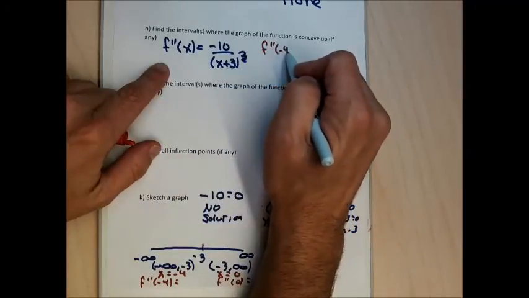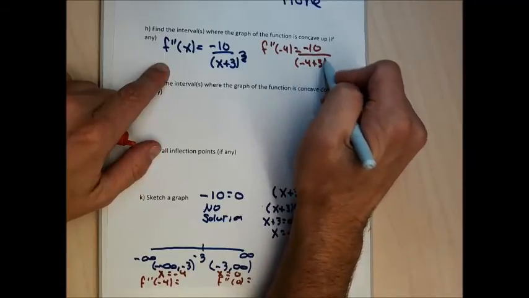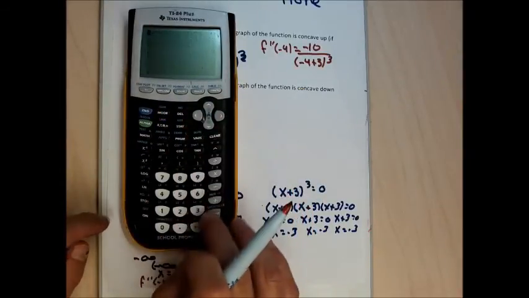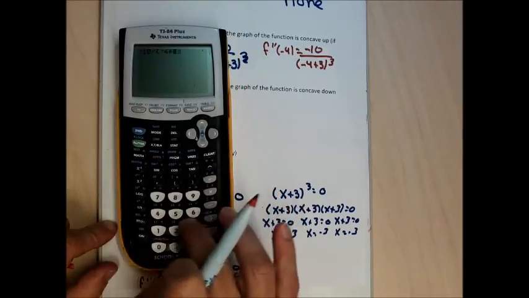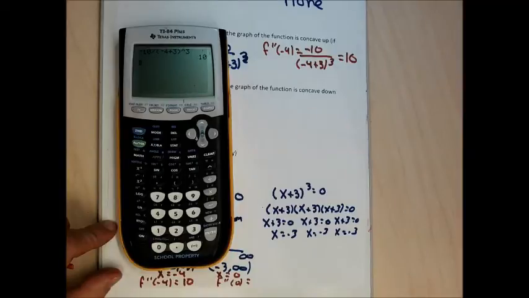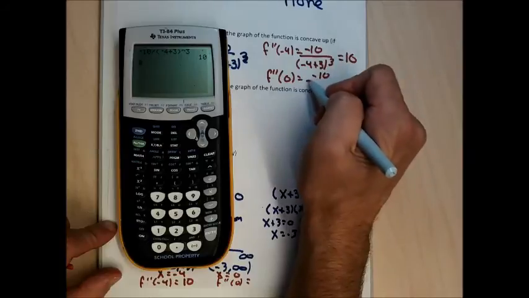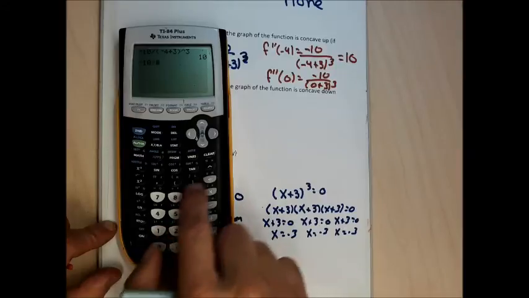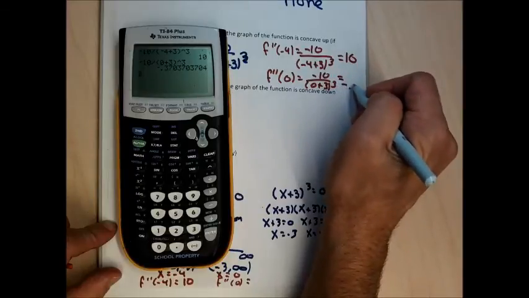To do f double prime of -4, let me just do it up here. F double prime of -4 is going to be -10 over (-4 + 3) cubed. Let me just figure out what that is on the main screen of my calculator. So I'm going to do negative 10 divided by parentheses negative 4 plus 3 up arrow cubed, and I get positive 10 for that. And I'll do the same thing for f double prime of 0. So f double prime of 0 is going to be negative 10 over (0 + 3) cubed. So I'm going to go negative 10 divided by parentheses 0 plus 3 cubed, and I get negative 0.37.